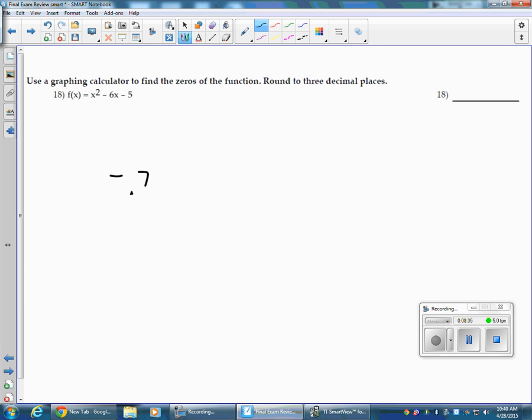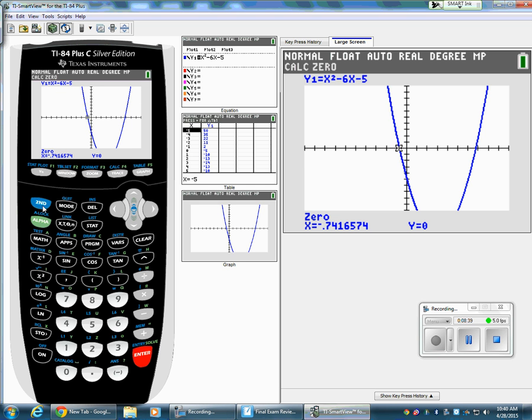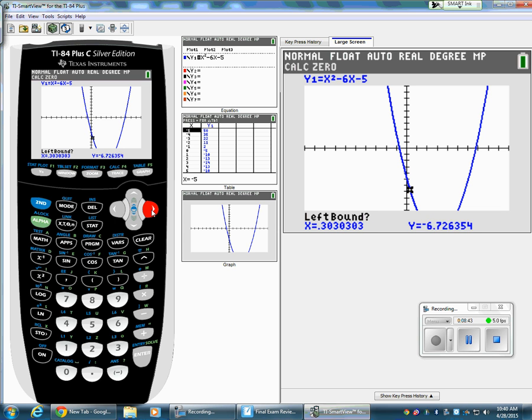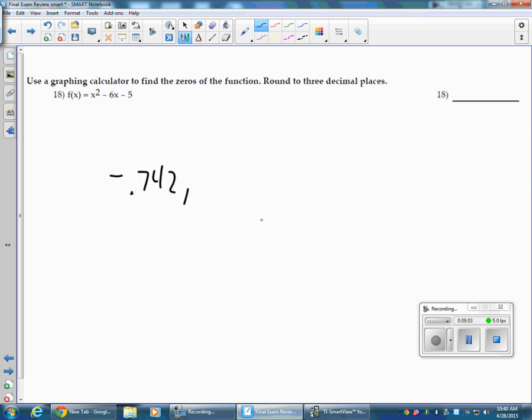Negative 0.742, and the other one would be second trace 2 over here. I need a left bound and a right bound. This can be a left bound, to the left of that point. Then I need to move to the right of that point. And I get 6.742 if I round it correctly. So those are my zeros of this function.